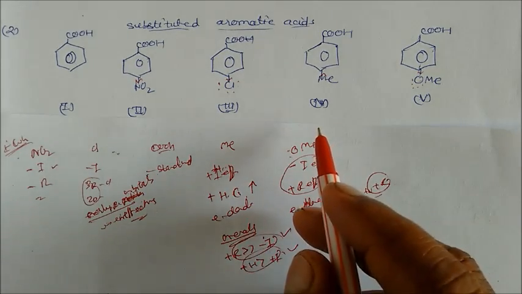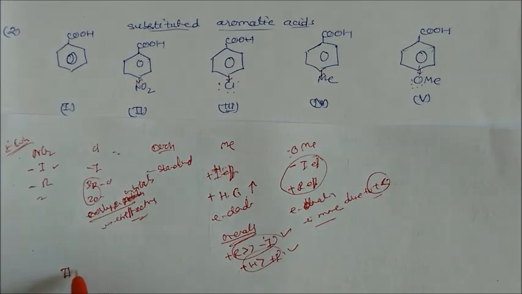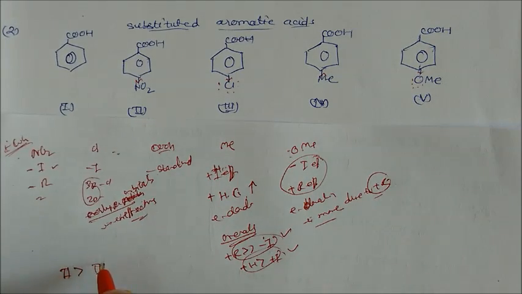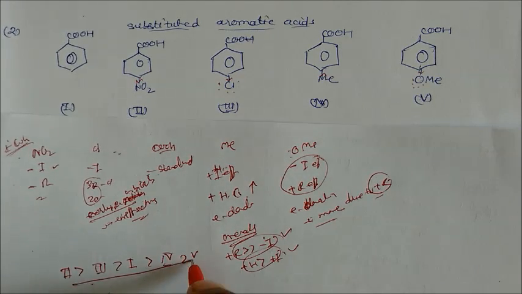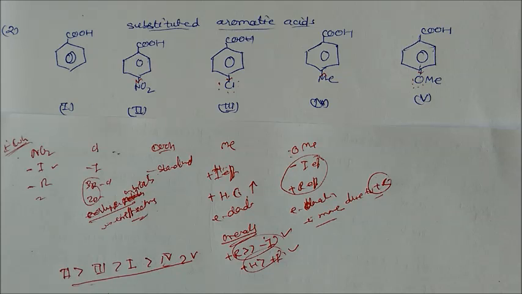So the acidic character will be like this: 2, then 3, then 1, then 4, and then 5. This is the acidic character of this compound.